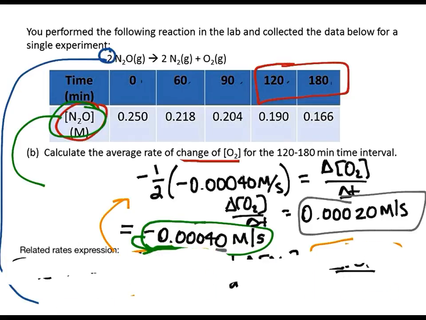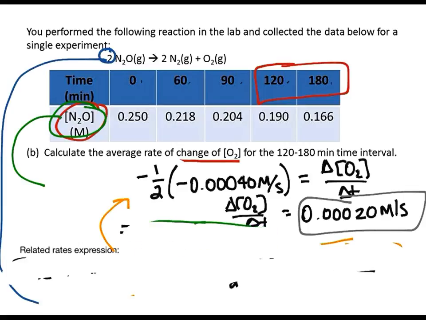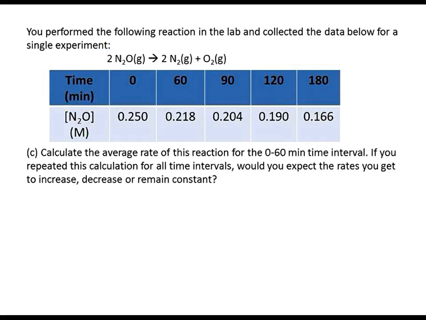Now we're going to erase that. Here I'm trying to tell you that final answer. Now let's do part C. Calculate the average rate of reaction for the 0 to 60 minute time interval. Let's do that first and then we'll answer the last part.